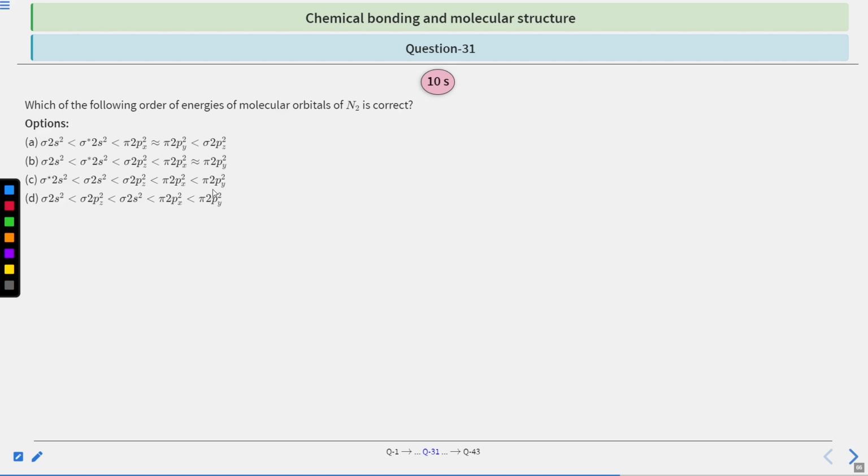The third option: pi 2py square, then pi 2px square, then sigma 2pz square, then sigma 2s square, then sigma star 2s2. Fourth option: pi 2py square, then pi 2px square, then sigma 2pz square, and then sigma 2s2. So you have 10 seconds to solve this question. After that, we will see the answer.